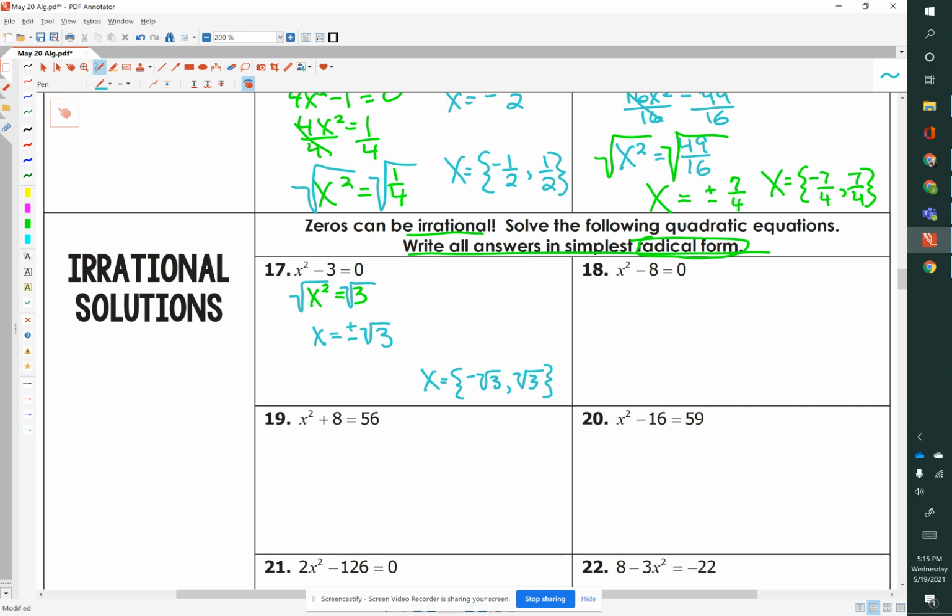So number 18 is similar. So we'll have x squared equals 8.